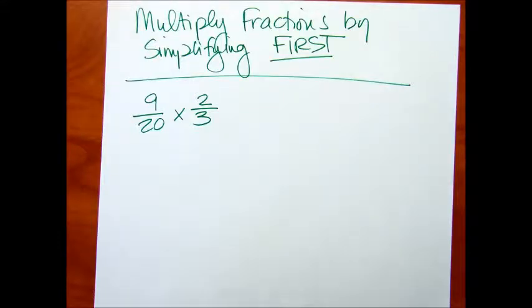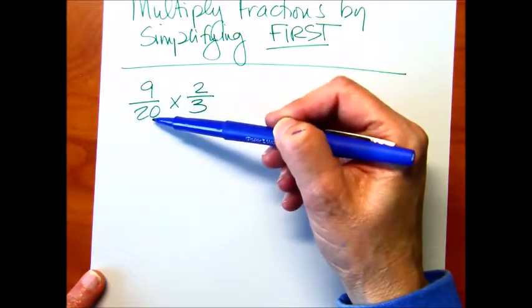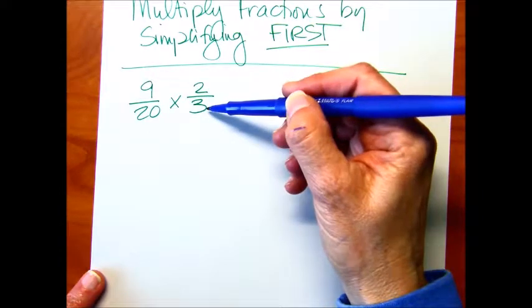I'm going to show you some examples of multiplying fractions by simplifying first. And the reason I stress simplifying first is because sometimes you work with really big numbers in your numerators and denominators. And honestly, it's easier to make a mistake when you're multiplying with big numbers than it is when you're multiplying with smaller numbers. And so this is just a really efficient way of making sure that you do your calculations correctly.